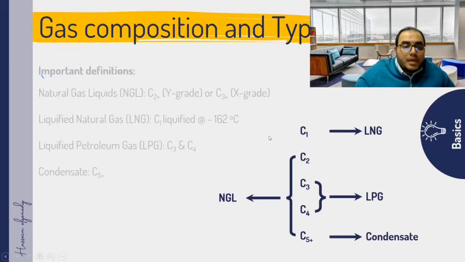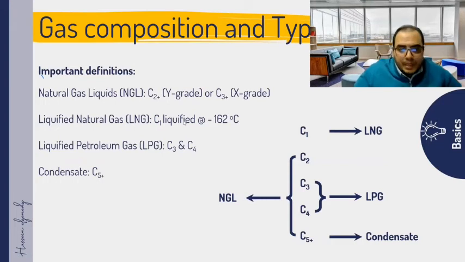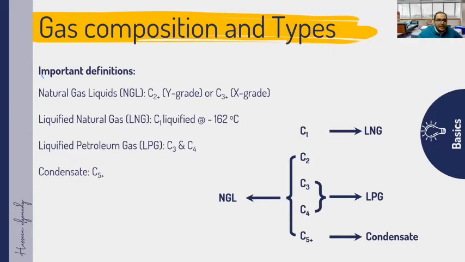Next. There are some important definitions. You have to differentiate between those definitions to better understand what we are talking about. There is one thing called NGLs, which is natural gas liquids, and these are, as we mentioned, the liquids which are separated from the gas at ambient pressure and temperature. There are two grades of NGLs, the Y grade and the X grade. The difference between them is that the Y grade contains ethane, but the X grade doesn't contain ethane.